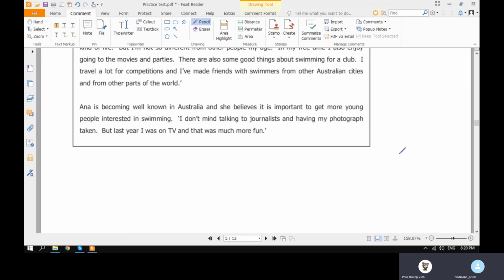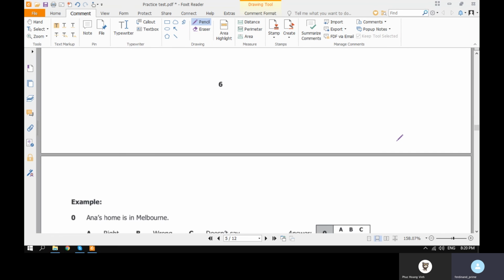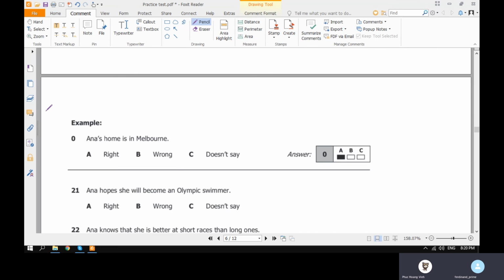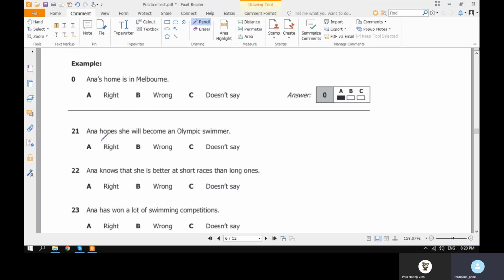Okay, now let's try to answer the following exercise, okay? So, for example, Anna's home is in Melbourne. Is it right, wrong, or doesn't say according to the article? So, the answer is right. And what about number 21? Can you read this?